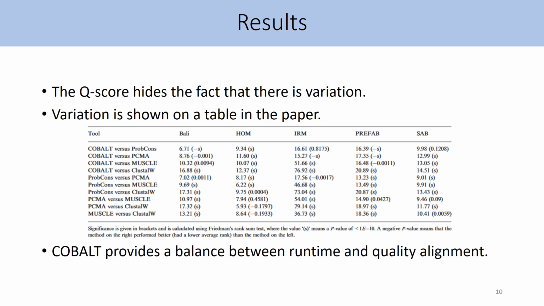The paper realizes that the Q-score hides the fact that there could be variation between different samples. The table down below shows the variation of certain tools on alignment quality with the Q-score. And we see that in a lot of benchmarks here, there's a lot of variation, and the paper realizes that. But they conclude that Cobalt provides a good balance between runtime and quality alignments.